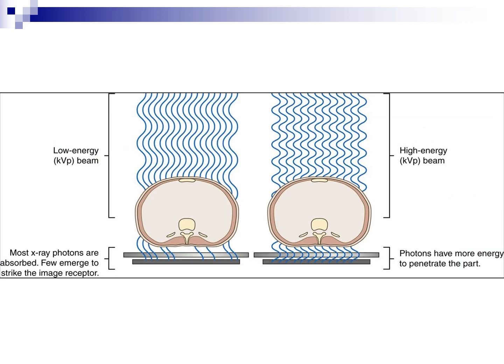So if you have a low energy kVp beam, we have a long wavelength, and we're going to have less exit radiation. Fewer X-rays will penetrate, more will be absorbed. On the right-hand side, we have a high energy or high kVp beam, which is high quality. And so we have more radiation or energy that's going to penetrate the part and therefore reach the image receptor. So higher kVp will increase receptor exposure.